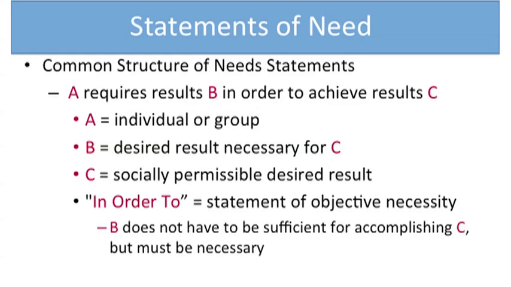This "in order to" is really essential because that's what makes it necessary for one result to be accomplished for another result. It's not that B has to be sufficient in order to accomplish C, but B must be satisfied to some degree in order to accomplish the second result of C. I'll give some examples that will help clarify.